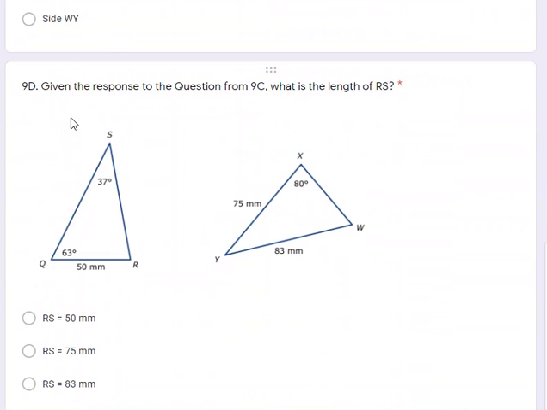Question 9D. Given the response to the question from 9C, what is the length of RS? Is it 50 millimeters, 75 millimeters, or 83 millimeters? So is RS 50 millimeters, 75 millimeters, or 83 millimeters?